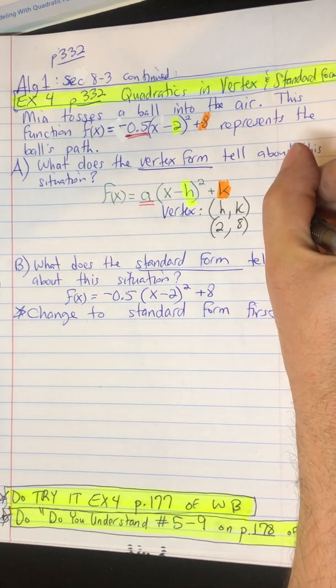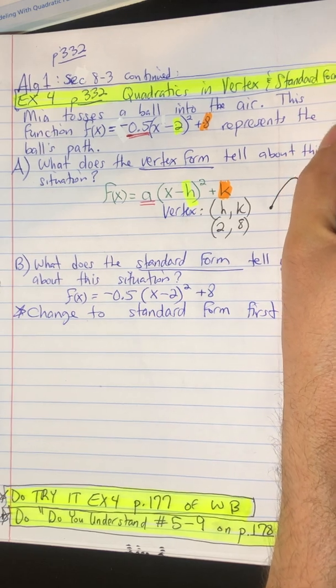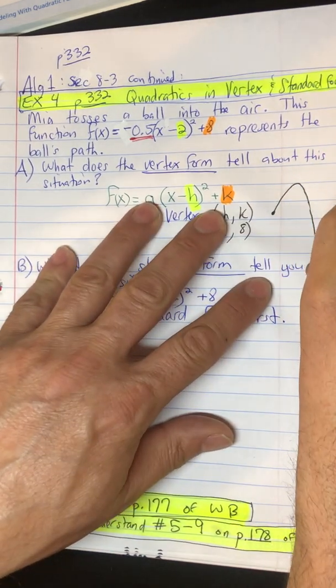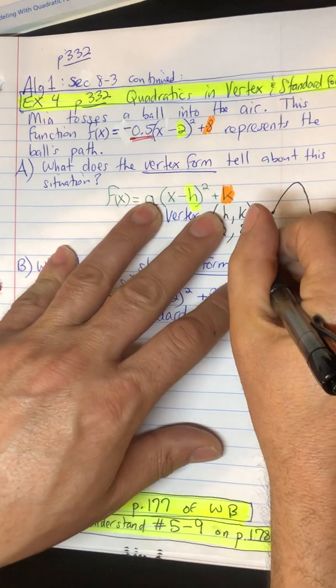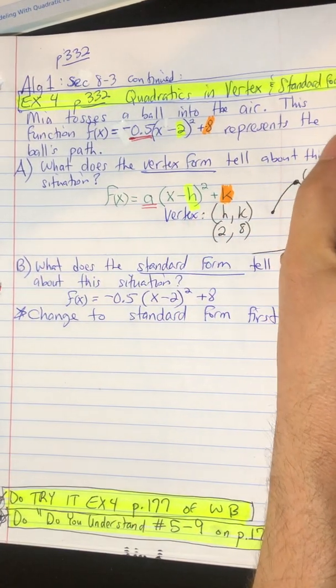What that tells me is if the ball got thrown in the air, the vertex is either the highest or lowest point, then it hits the ground. So the vertex is either the highest or lowest point. This is the vertex right here.